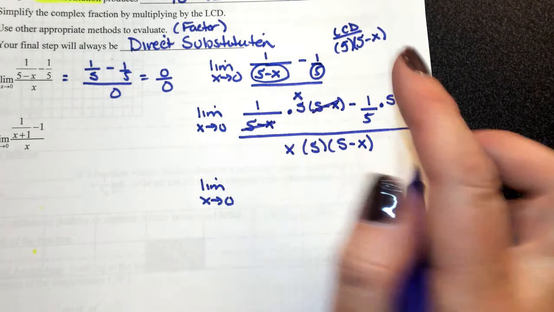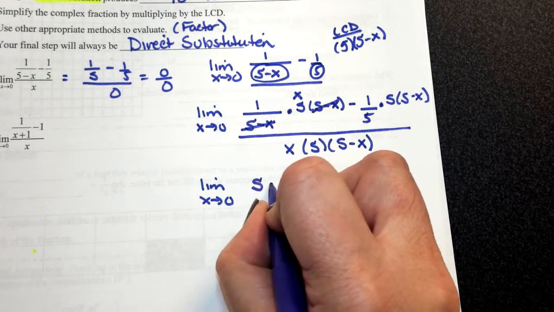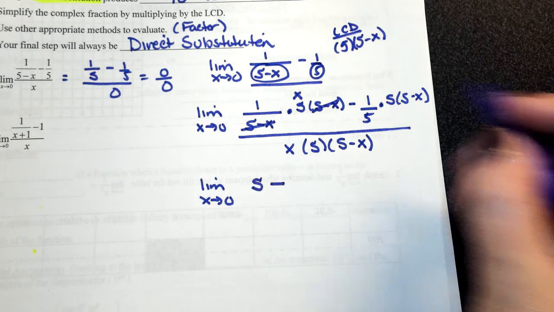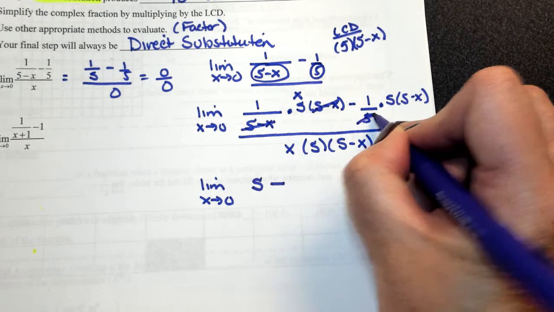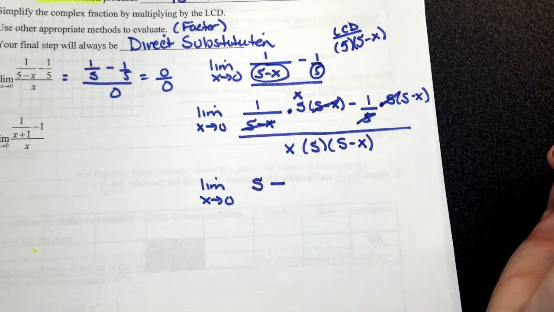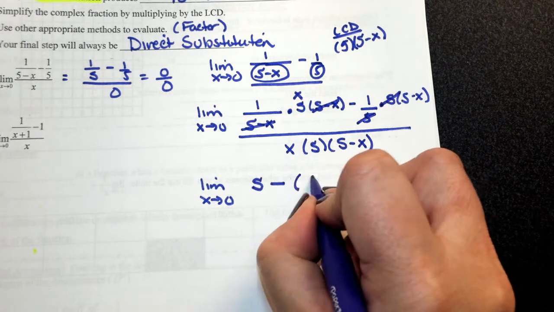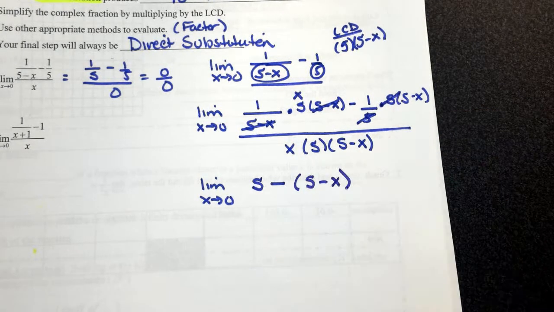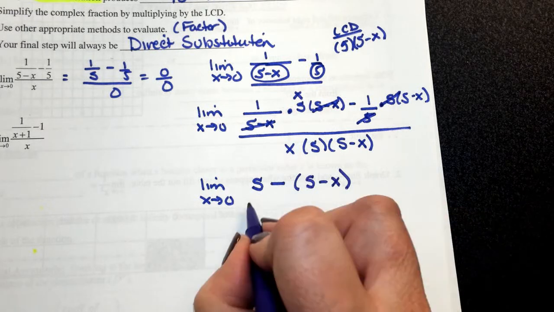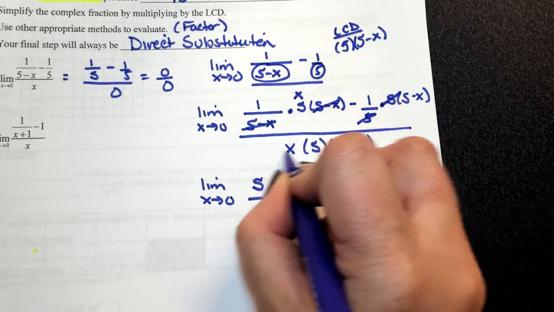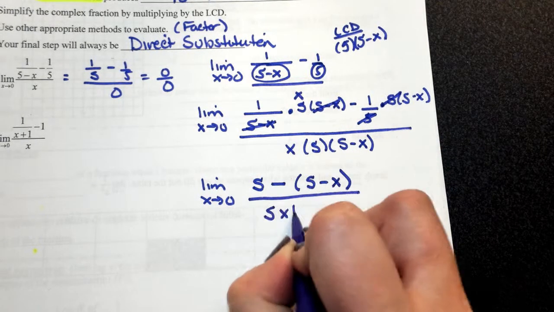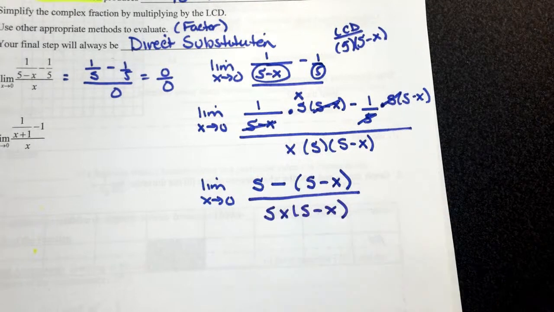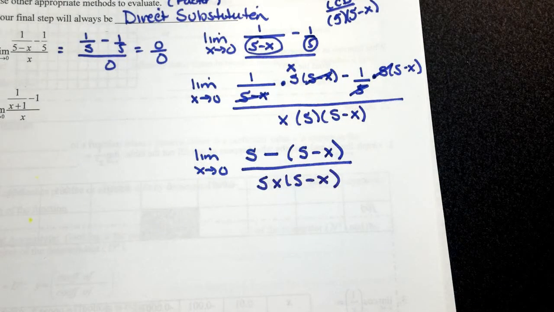All I'm left with is a 1 times 5, which is a 5. Minus 1/5 times your LCD, I can get the 5s to cross-cancel. Be careful, make sure you leave that 5 minus x inside parentheses. Over, nothing's going to cancel out on the bottom, I have a 5x times 5 minus x. So notice the LCD trick gets rid of the fractions in the numerator.